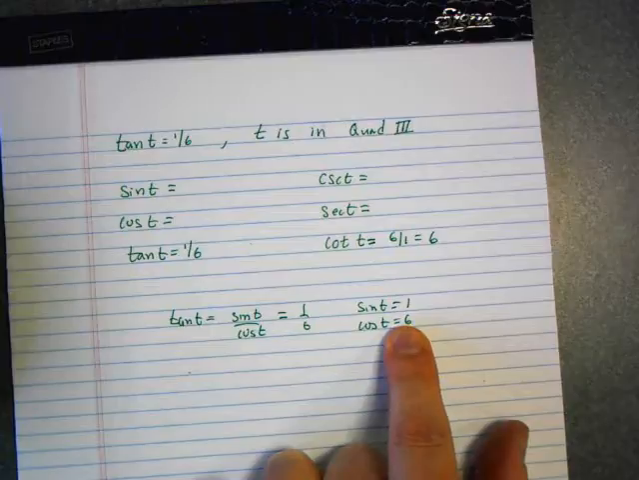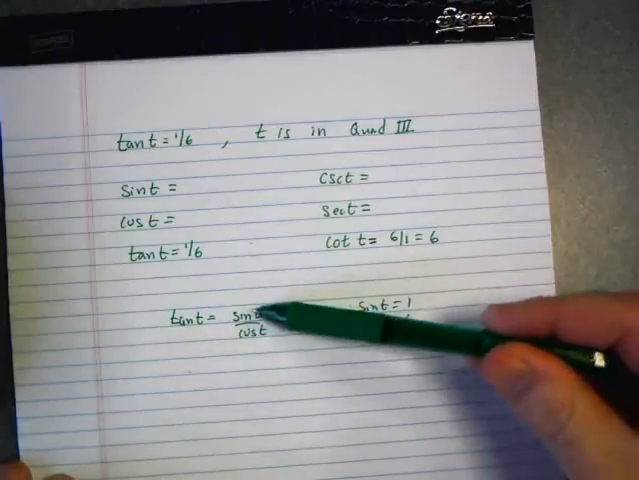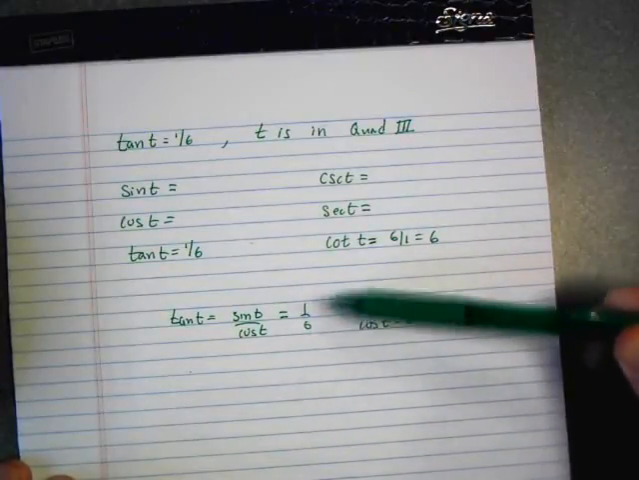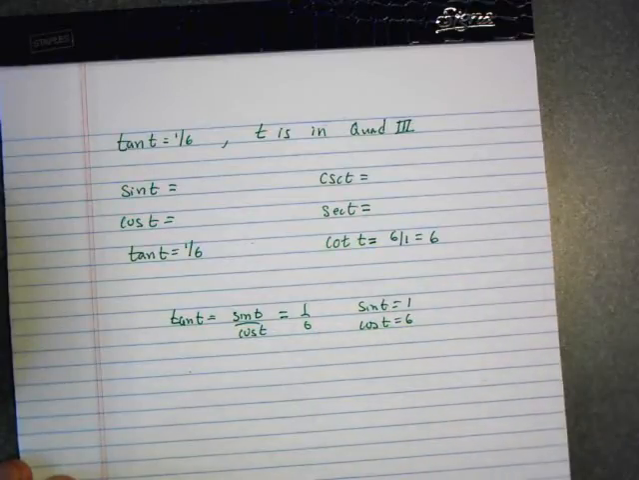The biggest possible value for cosine is 1, because cosine comes from the unit circle. The x values in the unit circle go from -1 to 1. So what happened was tangent was sine over cosine, but it didn't start out as 1/6. It started out as some other number, and they simplified the fraction down. So cosine isn't 6, unfortunately.